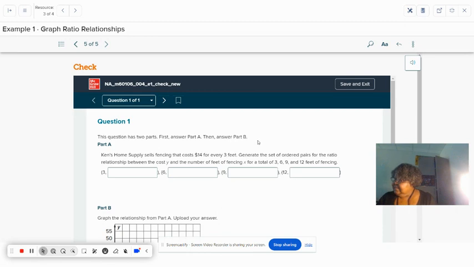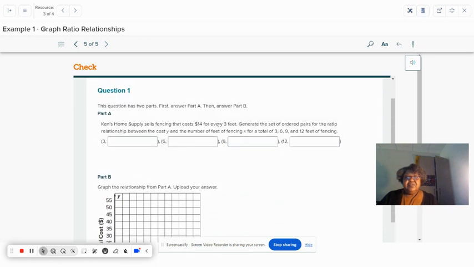So Kim's Home Supply sells fencing that costs $14 for every 3 feet. Generate the set of ordered pairs for the ratio relationship between the cost Y and the total of 3, 6, 9, and 12 feet of fencing. So you'll have to make your own table of ordered pairs. You can do that over to the left where you have the extra room in your workbook.